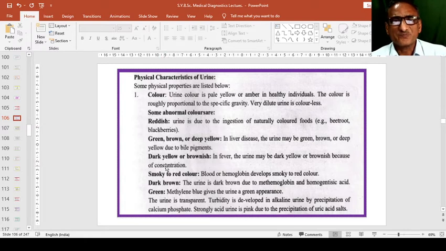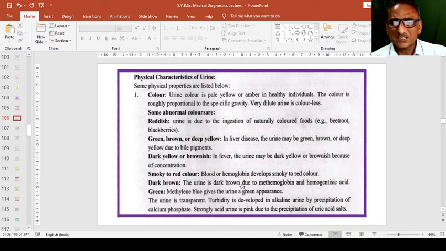So physical characteristics of the urine are to be studied from its color, which is reddish or yellow or amber color. Reddish urine is due to the ingestion of naturally colored foods, then green, brown, or deep yellow color may be because of bile pigments, appearing generally in liver disease. Then in fever, the urine may be dark yellow or brownish. Then blood or hemoglobin develops smoky to red color.